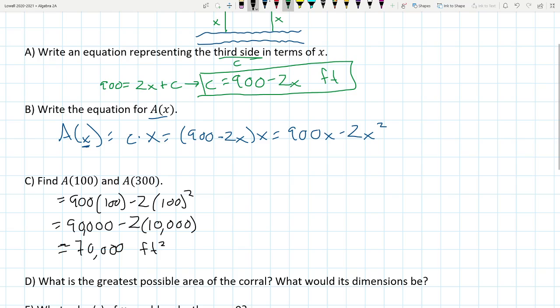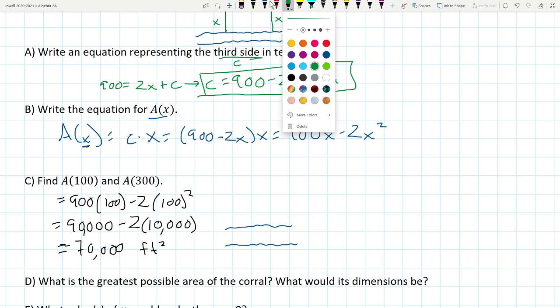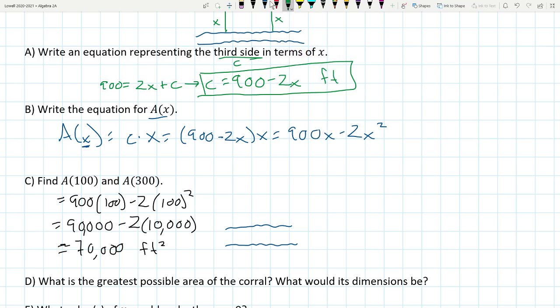So in this picture then, this is what this would look like. We have our river here. Our corral then has a length of, I don't know really what this is going to look like, 100 feet there, and then 100 feet here. I guess this would have to be then 700. And then the area inside would be 70,000.